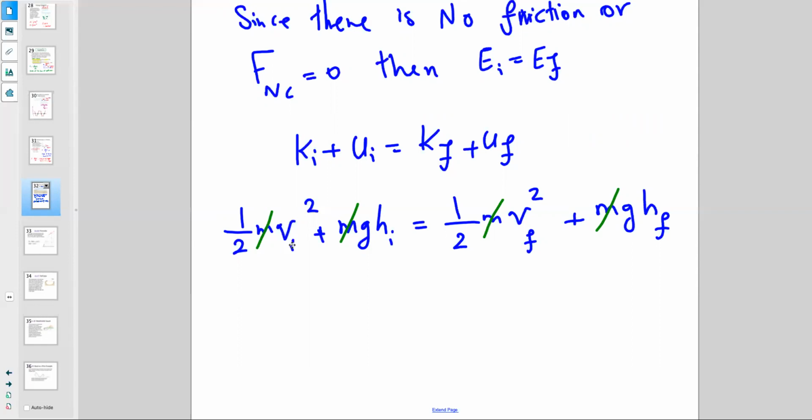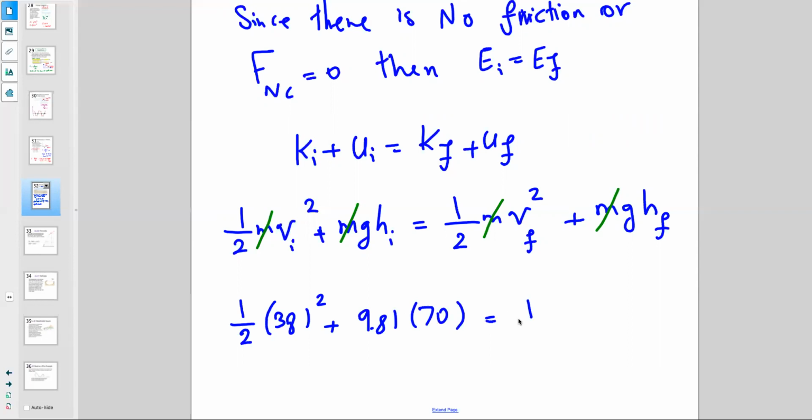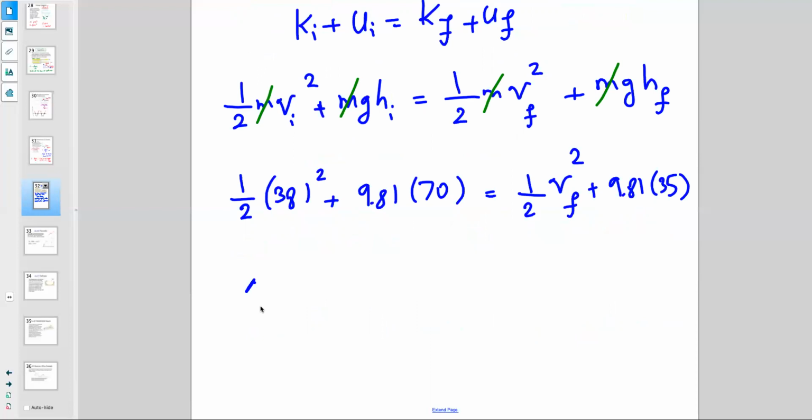Then what I have here is half of vi squared. So I have half of 38 squared plus g, which is 9.81, times the initial height of 70 meters, equals half of v final squared plus g, 9.81, times the final height, which is 35 meters. So that's that. Based on this, you can easily find the final velocity, just solve it for v final.